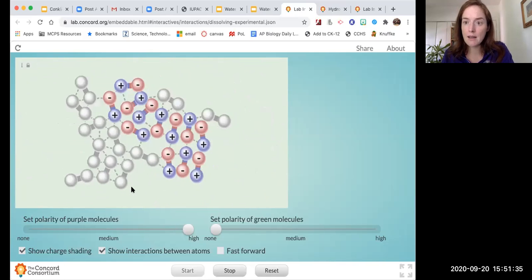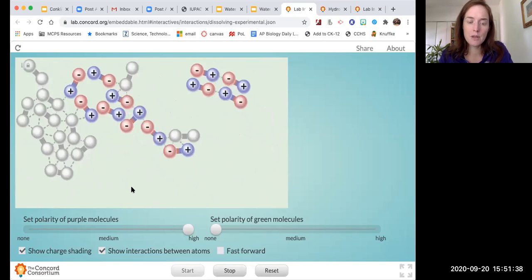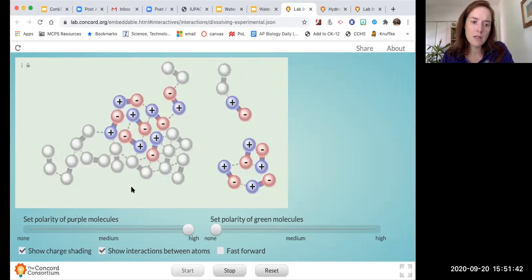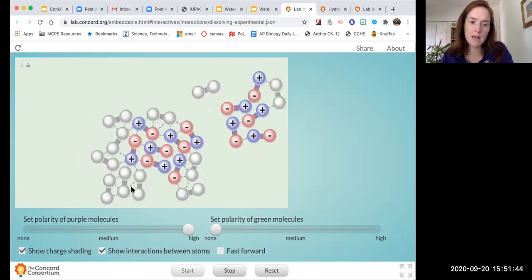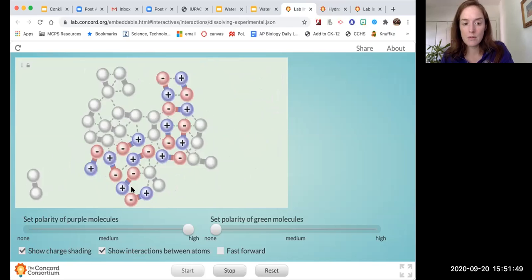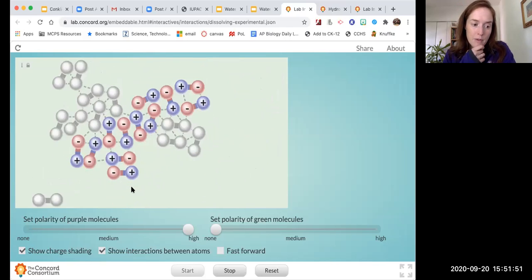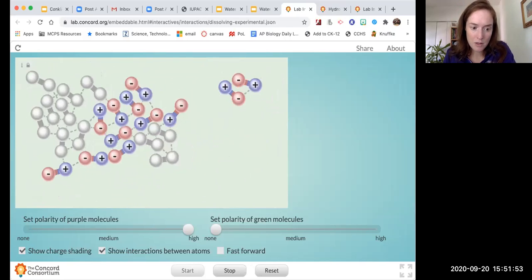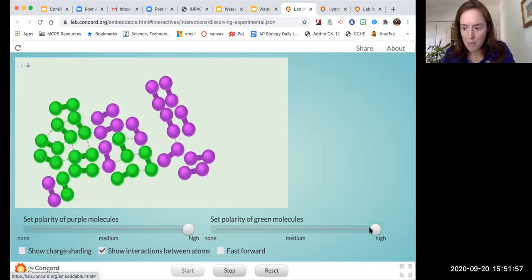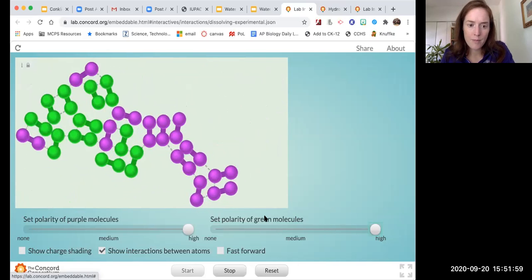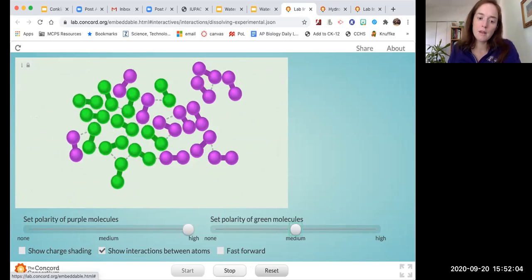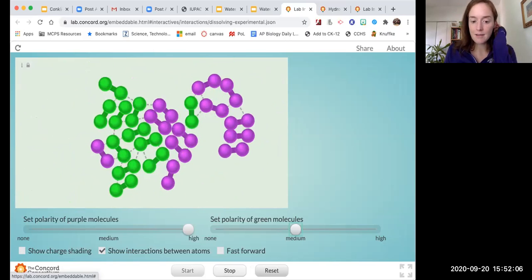Now you could shake it, like I'm thinking balsamic vinegar and oil or something like a salad dressing. You can force them to mix, but eventually the water's polarity is going to make it so attracted to itself, so cohesive, that it'll separate from the rest. And then you could try, if you don't show the charge shading, you could make both molecules polar. You can play with the polarity and just kind of see how it interacts.